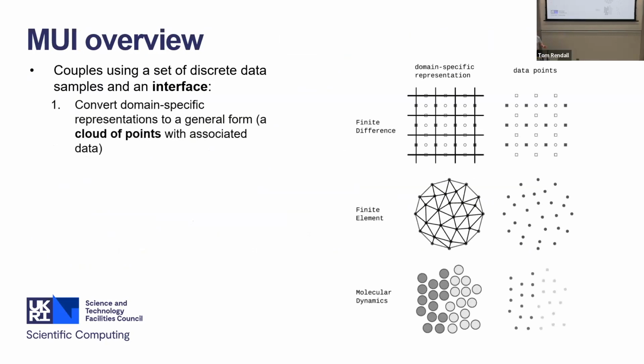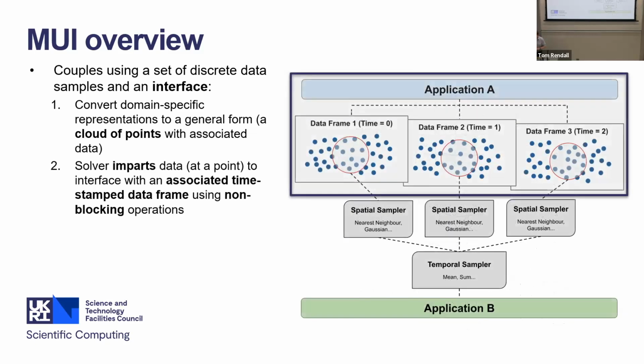So, okay, as an overview then. In effect, it couples using a set of discrete data samples and an interface. So we take domain-specific representations and we convert them into a general form, in this case, points. So a cloud of points, and each of the points in the cloud has associated data. For anybody in the room who uses SPH, it might be sounding similar. If we have our finite difference, finite element or molecular dynamics problems, as you can imagine, you can generalize this into a cloud of points.